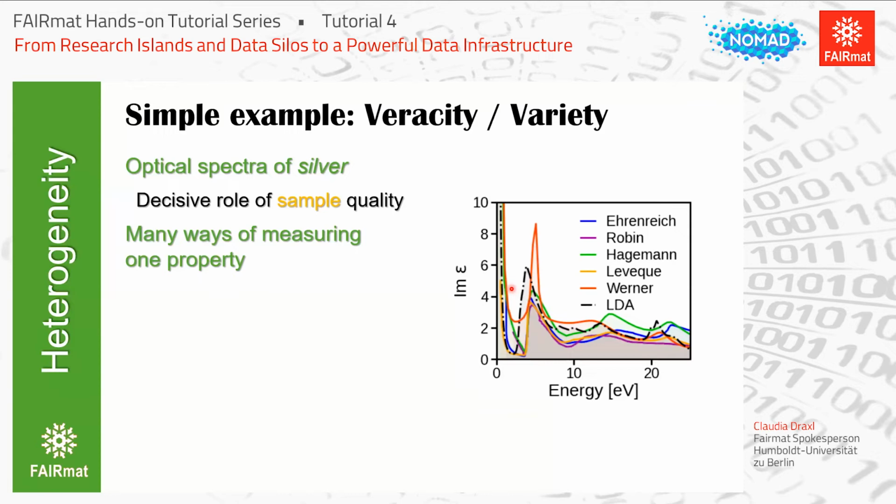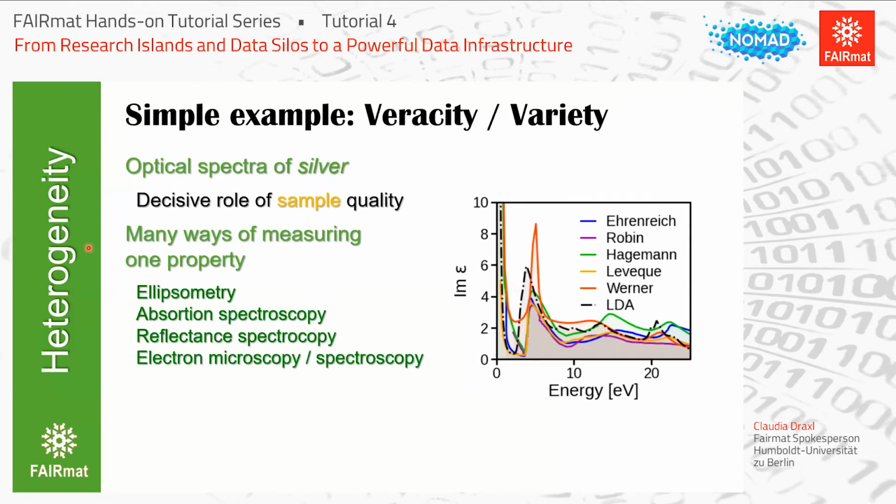So for instance, to get this dielectric function, we may use ellipsometry or absorption or reflectance spectroscopy, also electron microscopy or spectroscopy. Interestingly, none of these techniques gives you this property directly. There's always a transformation step behind, and maybe even models to interpret the data, which adds not only variety but also veracity to the data. And needless to say, there are many instruments and data formats available on the market.